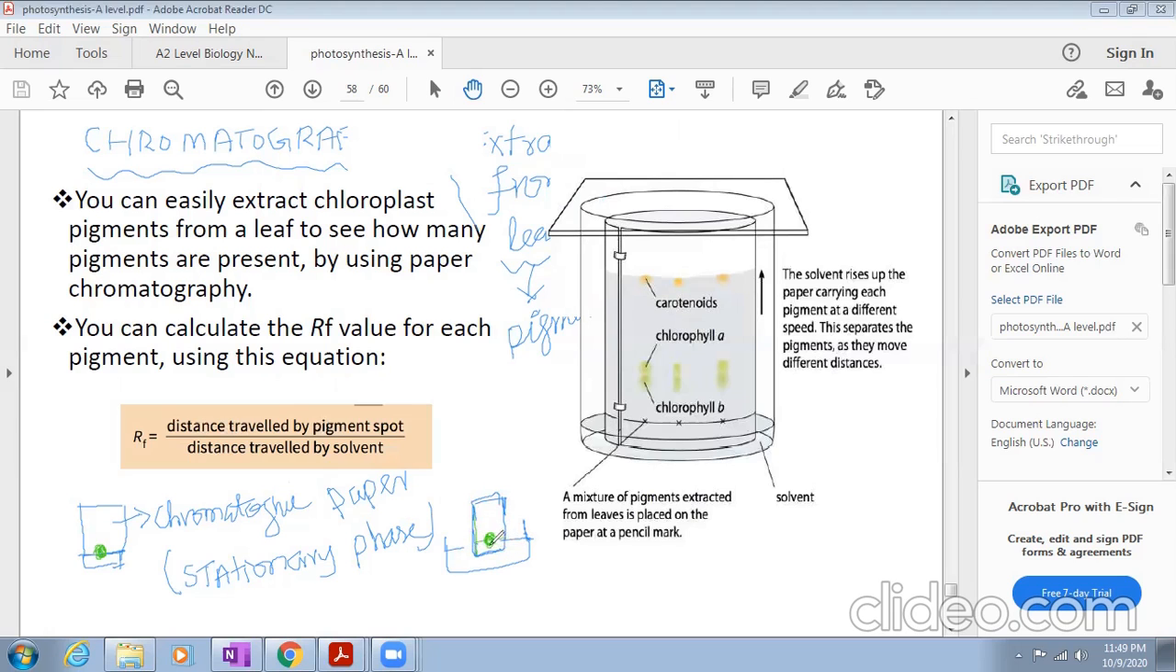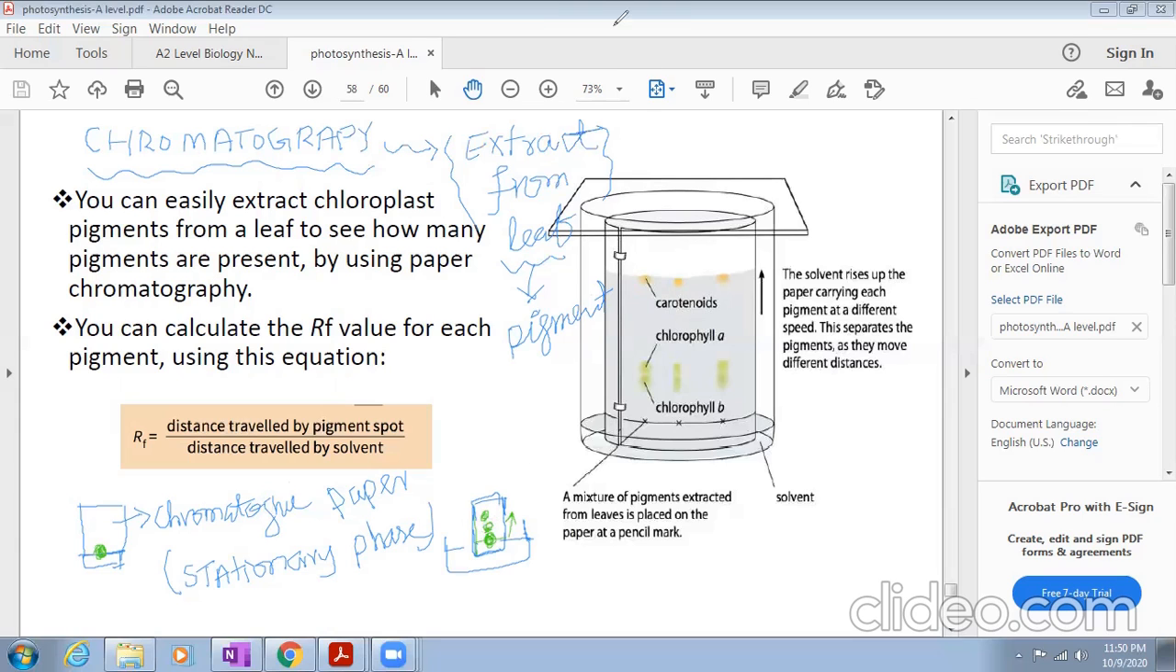Now on the basis of solubility in this solvent, here we have an ethanol solvent, right? So on the basis of the solubility of this pigment in the solvent we are using, the pigment will start to move through this paper by capillary action, through the pores of this paper. So the one that is more soluble in this solvent will cover more distance, and the one that is less soluble will cover less distance, right?